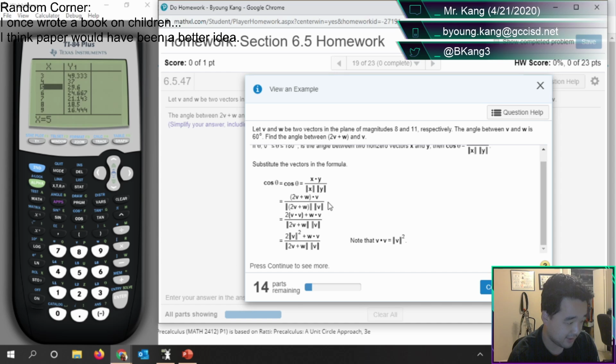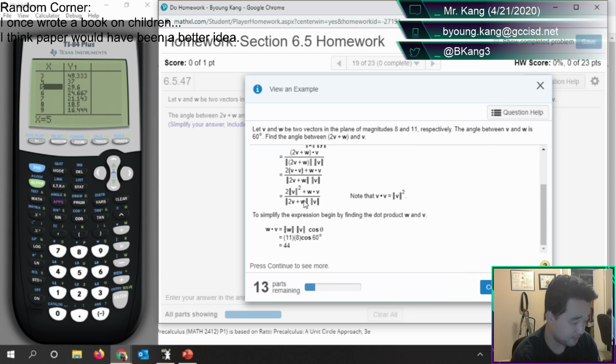Now from the second step to the third step, what they're doing is distributing the v. Remember, dot product is like multiplication. So the v gets distributed here and here. So you've got 2v dot v. Remember the 2 is a scalar, doesn't matter. And then w dot v. The denominator doesn't change. And then down here, the definition of v dot v is the magnitude of v squared, and we talked about that on the slide when we learned it. So this is after you have plugged in your 2 vectors for the problem.